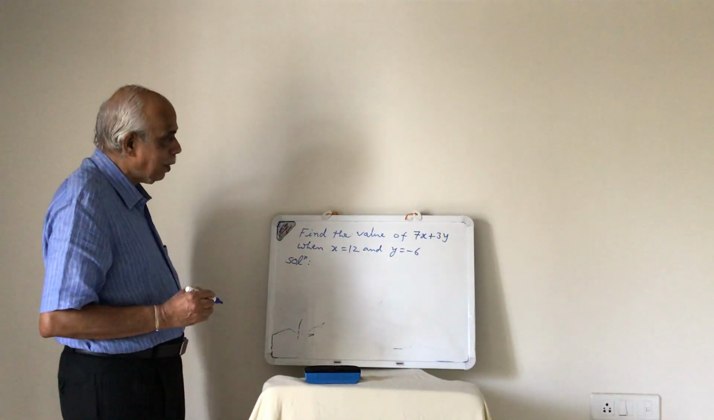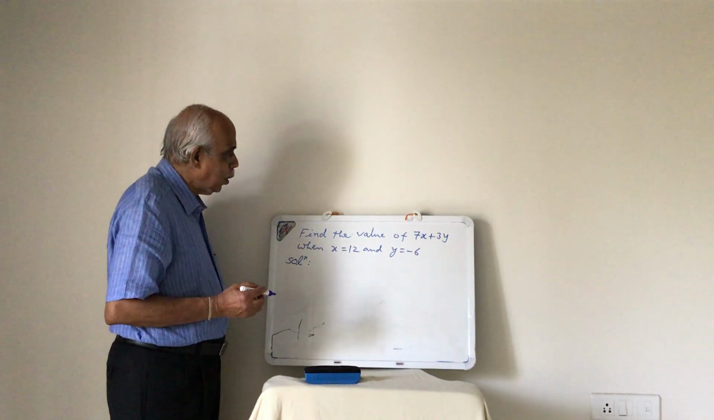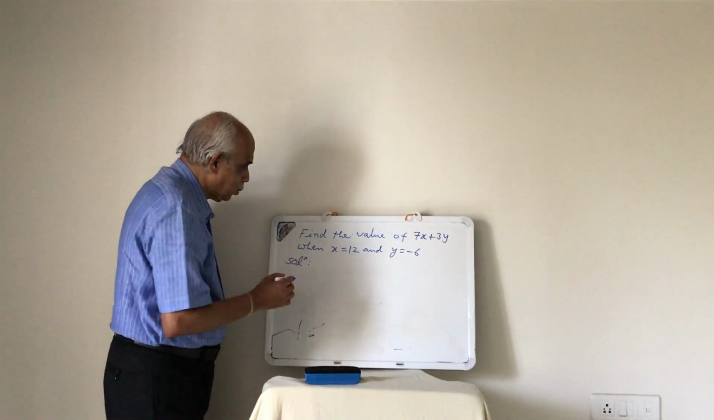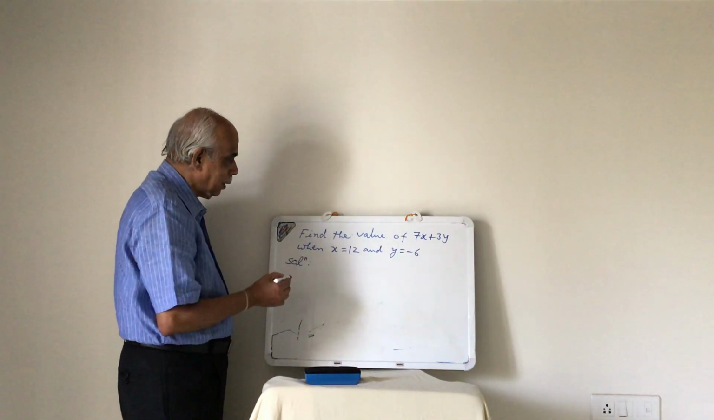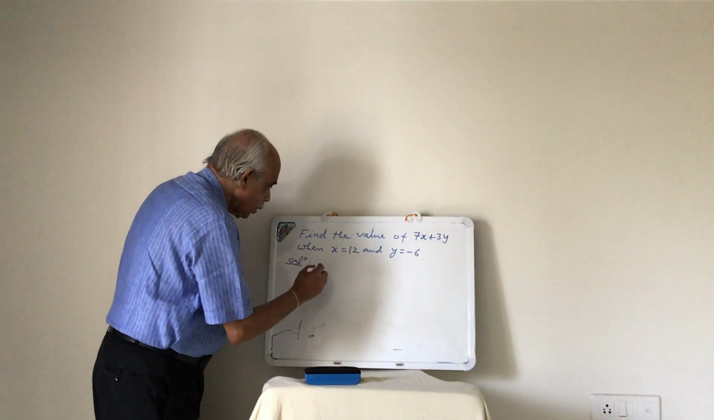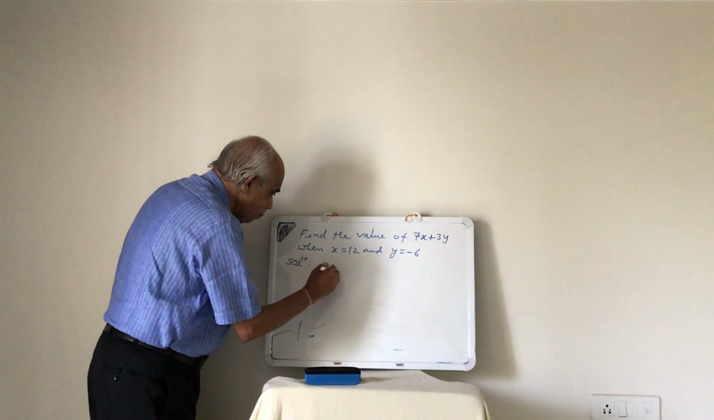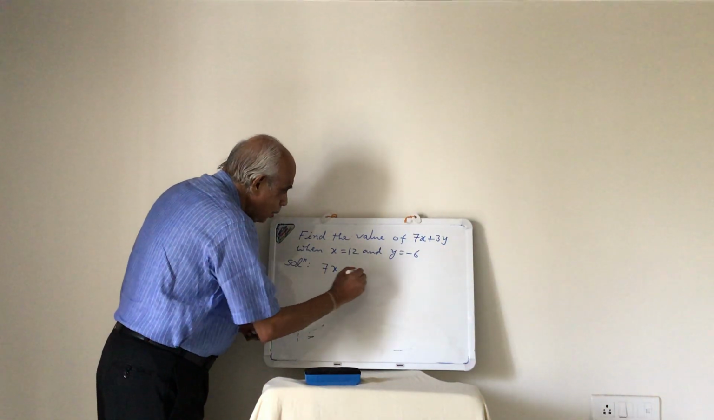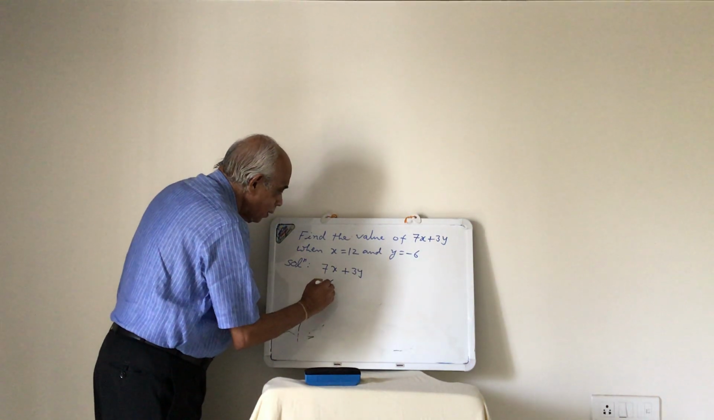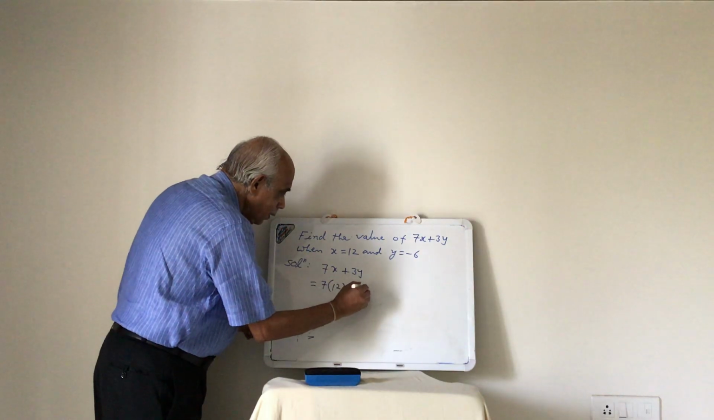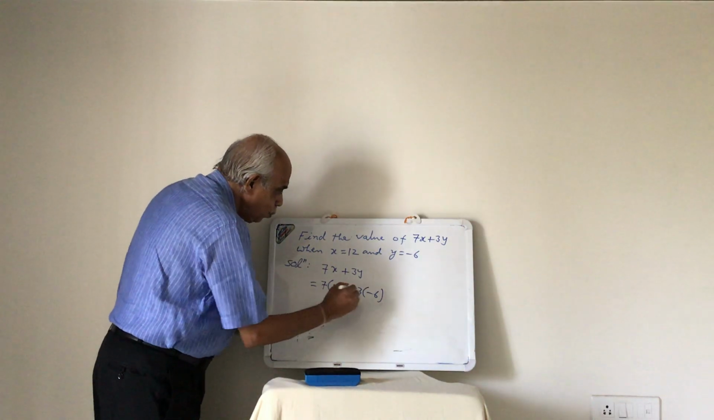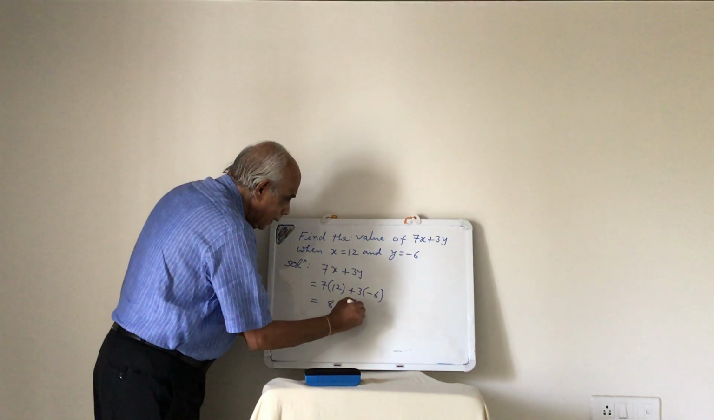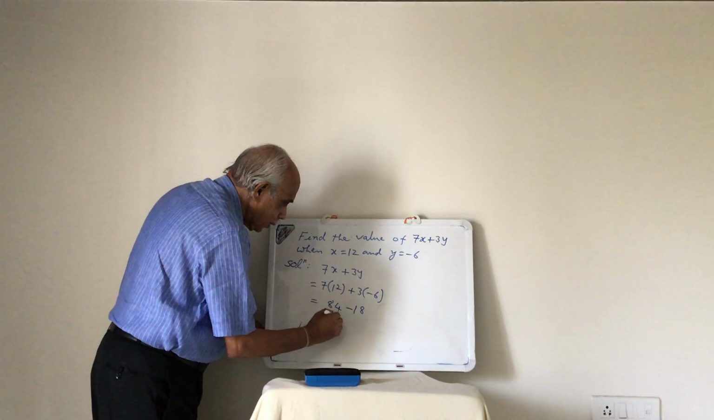Whenever this type of sum is given, we have to just substitute the values of given variables. Now here x and y are variables and this is your algebraic expression. So let us substitute these values in the given expression and find its value. Now your expression is 7x plus 3y. So this is equal to 7 into 12 plus 3 into minus 6. So you will get 7 into 12, 84, minus 18. So finally you will get your answer as 66.